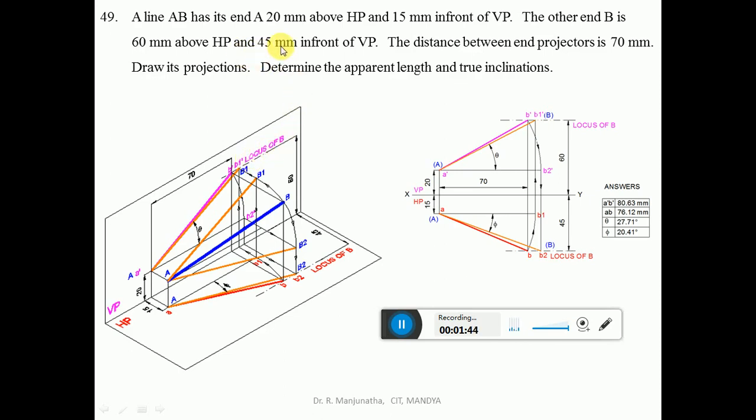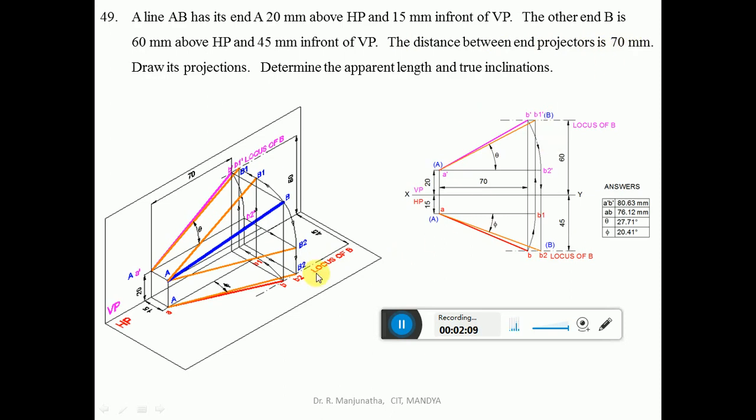And 45 mm in front of VP. When you look from the top view, the distance in front of VP is seen. When that distance is projected, it is going to fall on the horizontal plane. So that line is going to become the dash dot line, which will be the locus of B in the top view. The distance between end projectors is 70 mm.